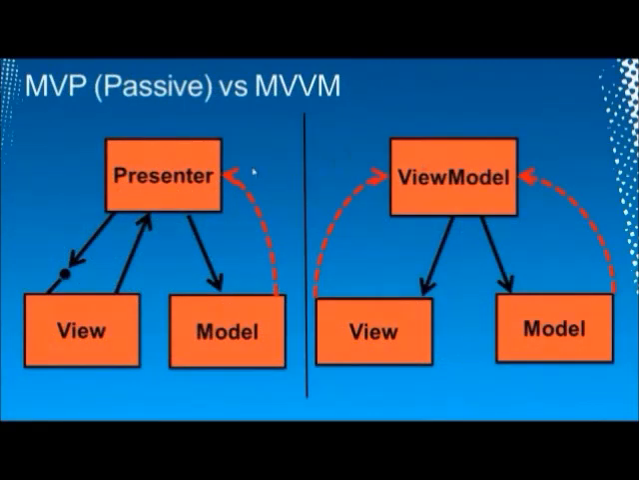So here we see comparing it to an MVP passive type of scenario. We're getting the direct connects between the view and model, and then an indirect connection through a binding and eventing model built in.